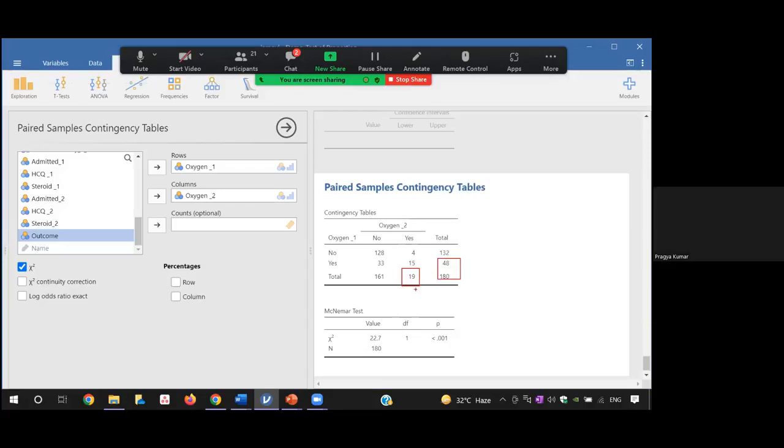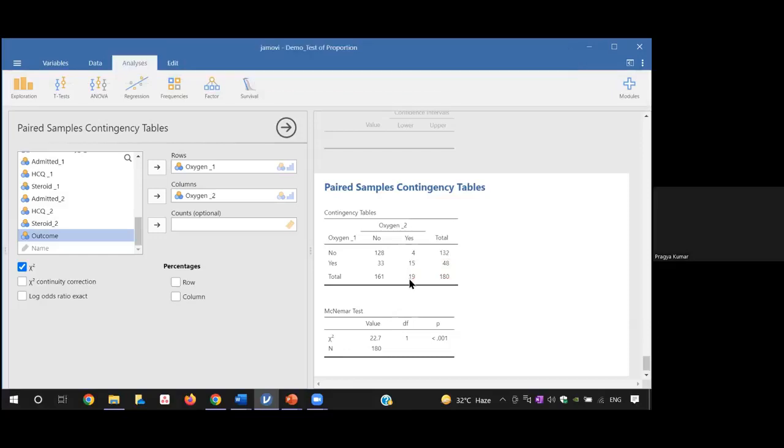So you have to calculate the marginal proportion. That's why we call this McNemar a marginal proportion test, because in this case you are testing the proportion of the margins. You will calculate that the initial requirement was 48 divided by total 180, whereas later it was 19 out of 180. So the oxygen requirement decreased just before the time of discharge. And this was significant. So if I have to write the proportion, how will I write?